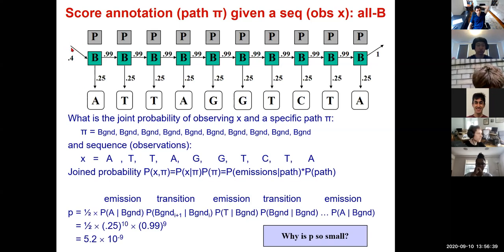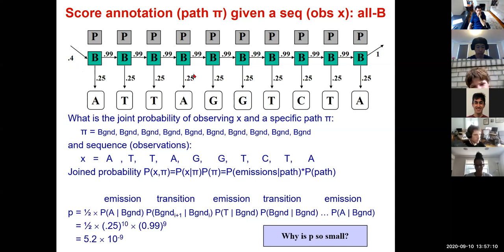That one half at the beginning, why is there a one half? That's just the initiation state. You can use that initiation state as an uninformative probability of 0.5. You could use the probability of initiating either at P or B as simply the stationary distribution of my Markov chain, of how much longer I am to spend time in the P state versus the B state, and so on and so forth. Okay.